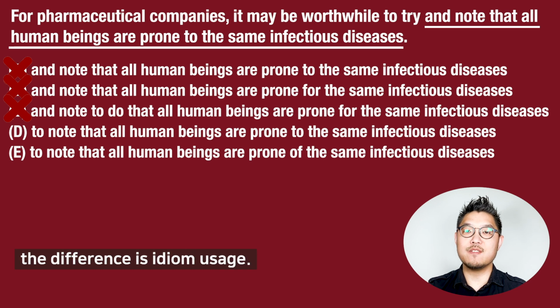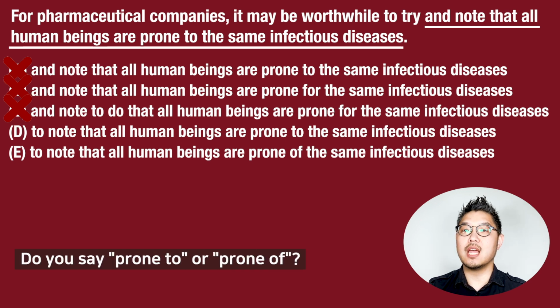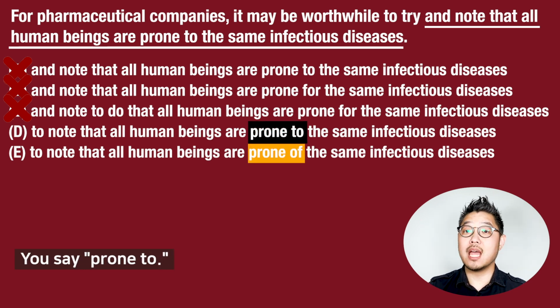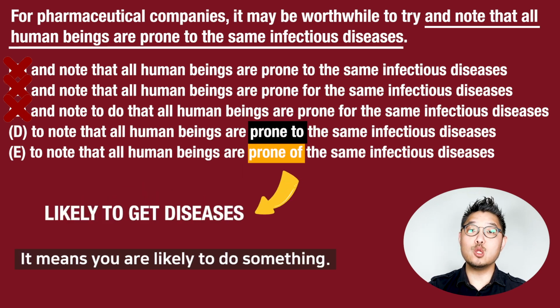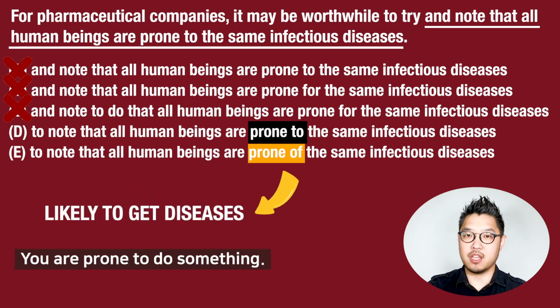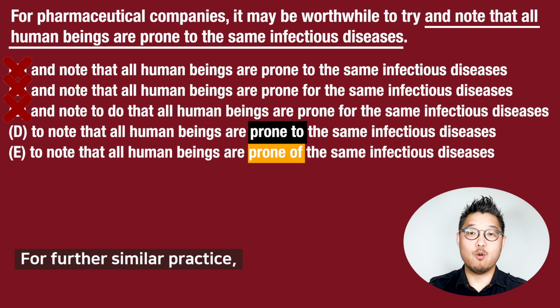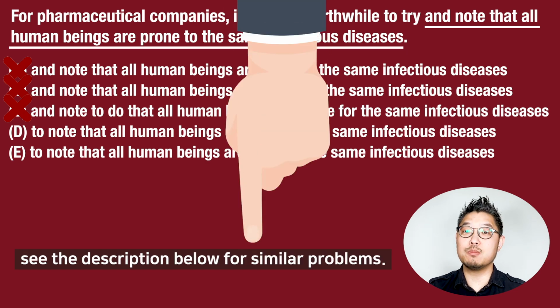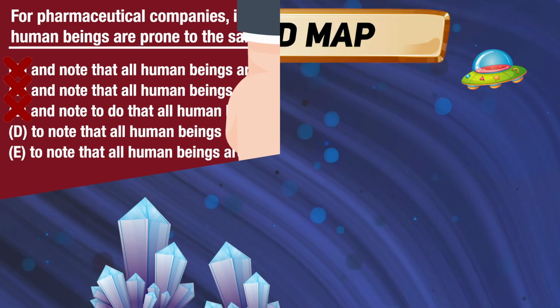Between D and E, the difference is idiom usage. Do you say prone to or prone of? You say prone to. It means you are likely to do something. You are prone to do something. Therefore, D is the answer. For further similar practice, see the description below for a similar problem.